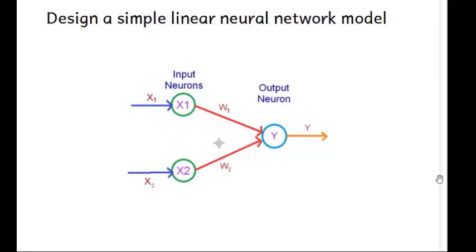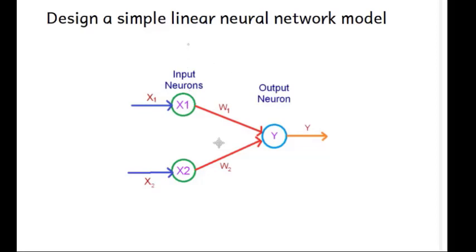Today we'll be doing the practical based on designing a simple linear neural network model. So we need to design a linear neural network. This is the block diagram. Here we can see the neural network consists of two layers, the input and the output layer.